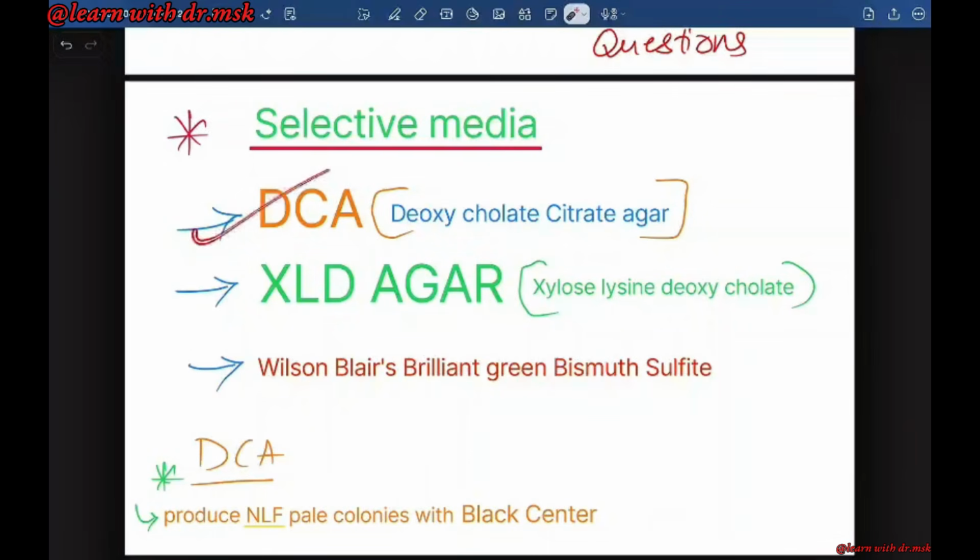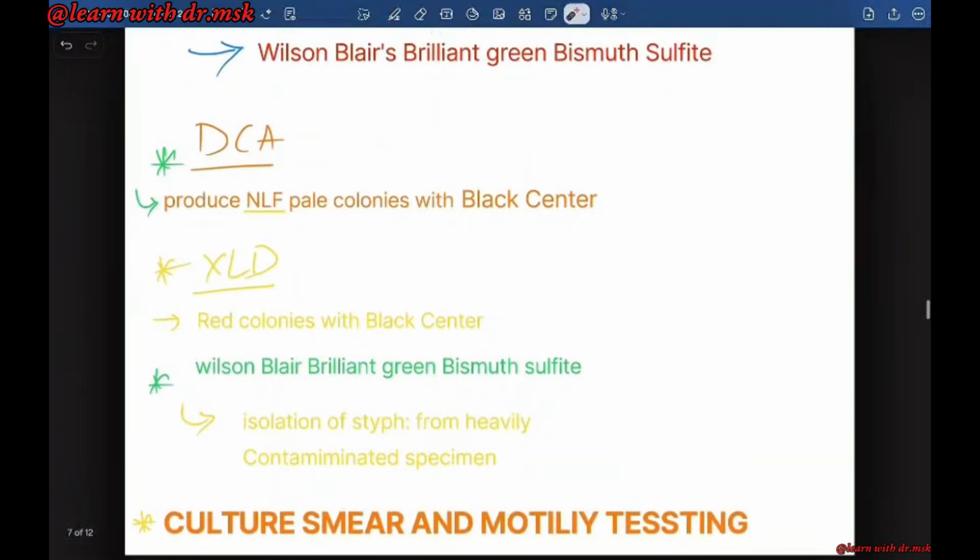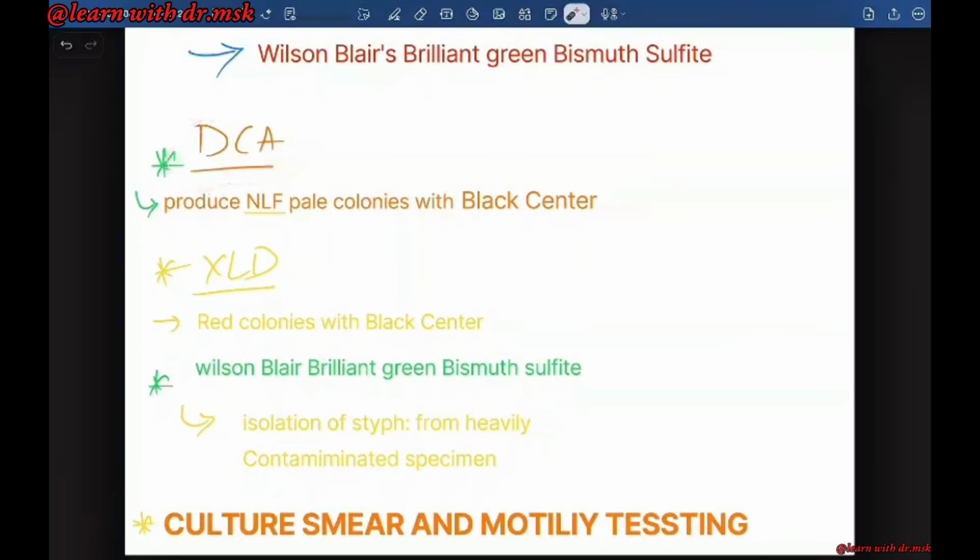What are the selective media available? DCA, XLD, and you can use Wilson Blair medium directly. DCA is deoxycholate citrate agar, and XLD is xylose lysine deoxycholate agar. Next, in DCA, we are going to see pale colonies with a black center.